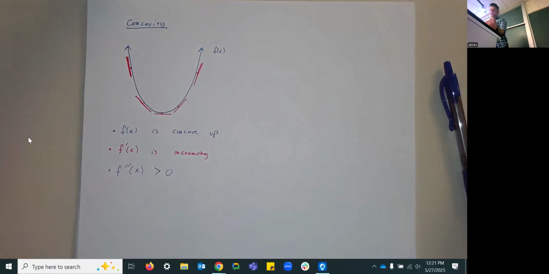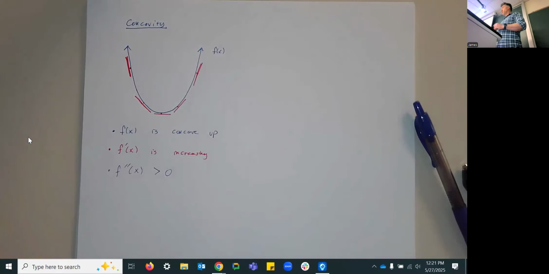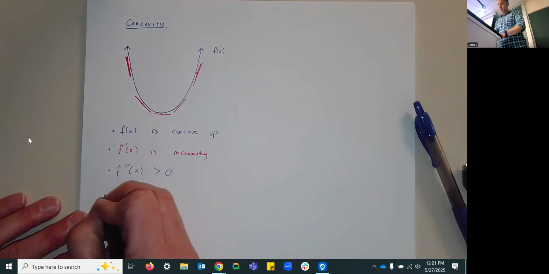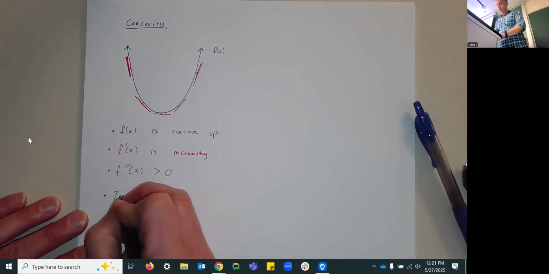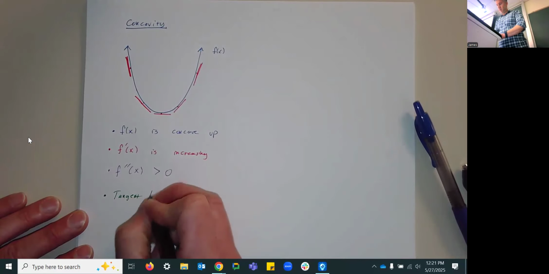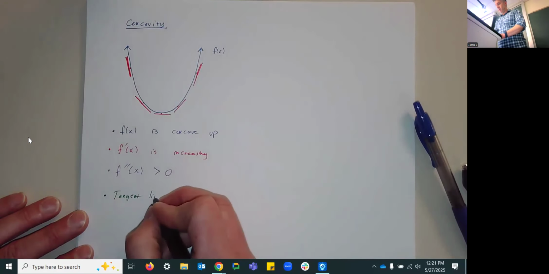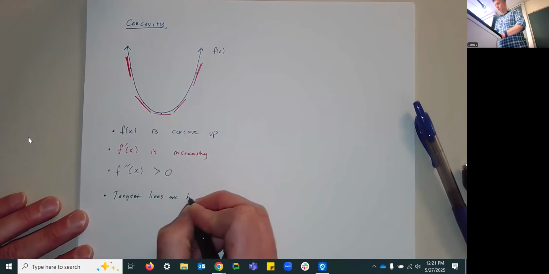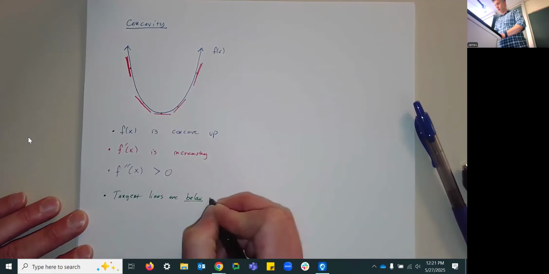Also, I learned this maybe a year or two ago. I thought it was kind of neat. For any function that's concave up, any tangent line that you draw, which we've drawn quite a few of them there, tangent lines are below the graph.